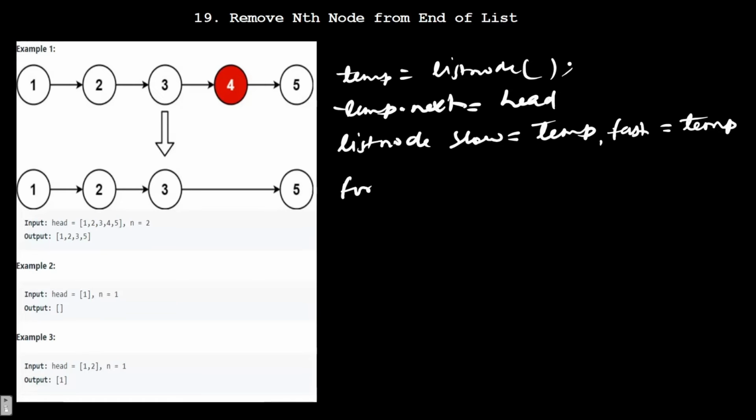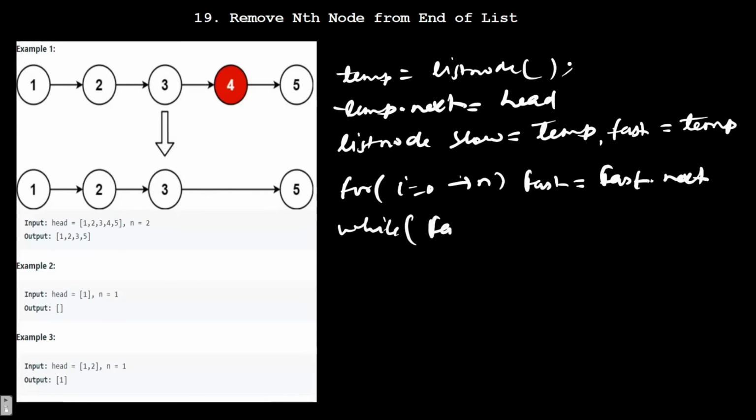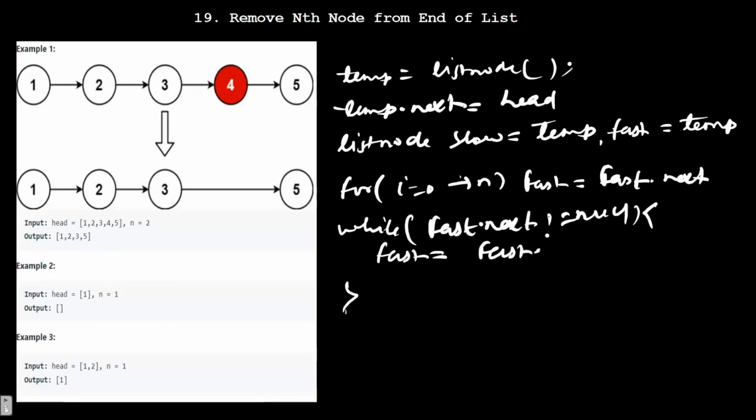Now we will move our fast pointer from i equal to 0 to n. We will move fast equal to fast.next, and then we will run a while loop while fast.next is not equal to null. So we will run the while loop until our fast reaches the last node. Inside this while loop we will move fast by one step, fast equal to fast.next, and slow also by one step.